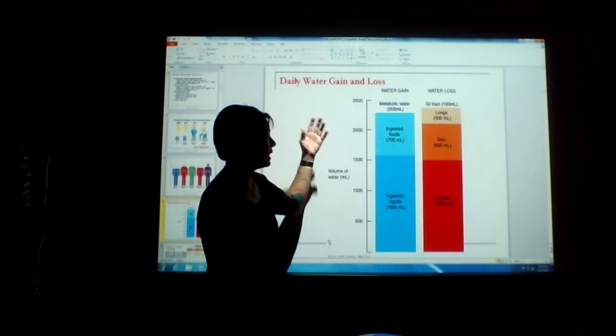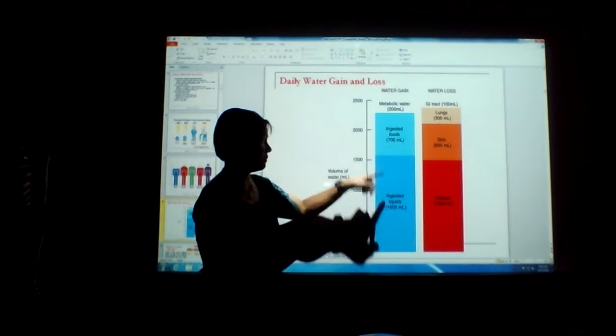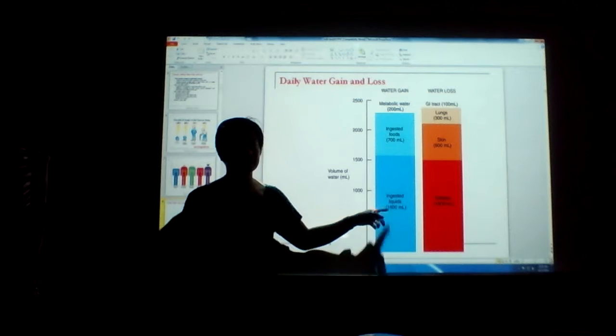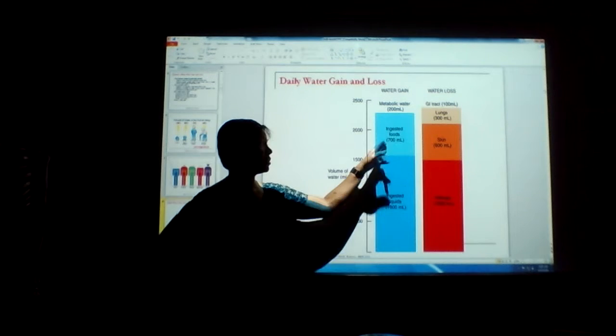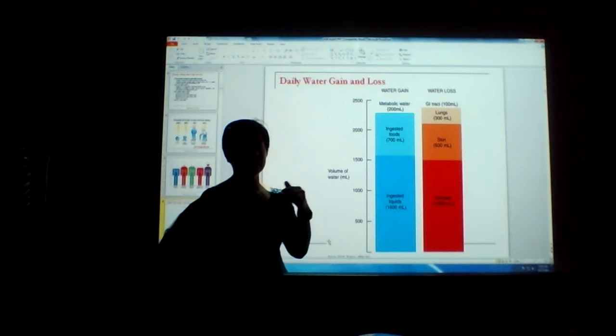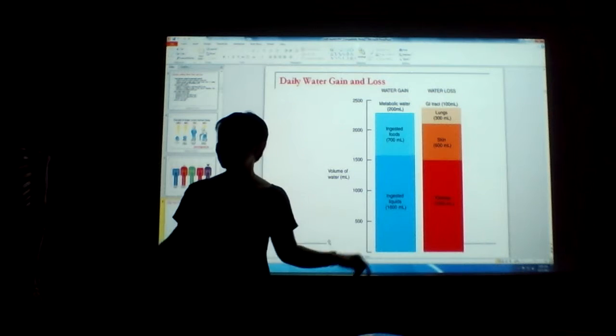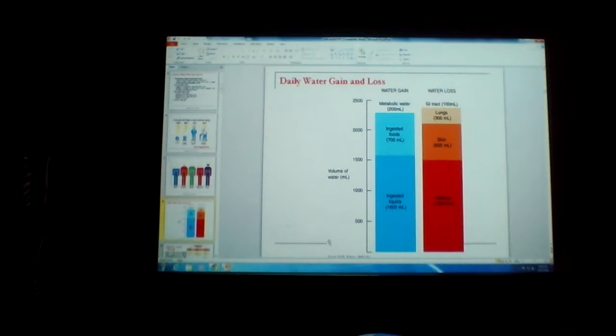Where is my water coming from? Of course, the liquid that I drink, my water, my juice, also from food. We know that, right? Especially carbohydrate, there's water in there. And what is this metabolic water? Can you guess? I know you know it.